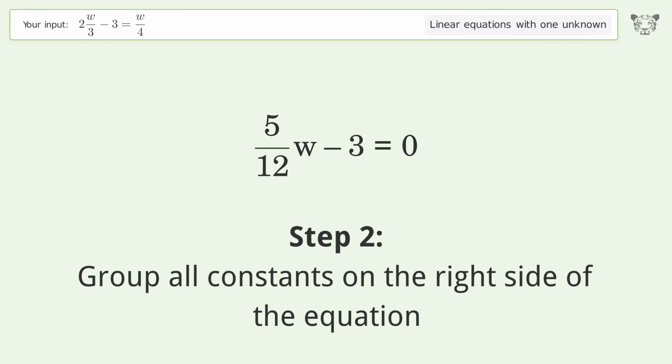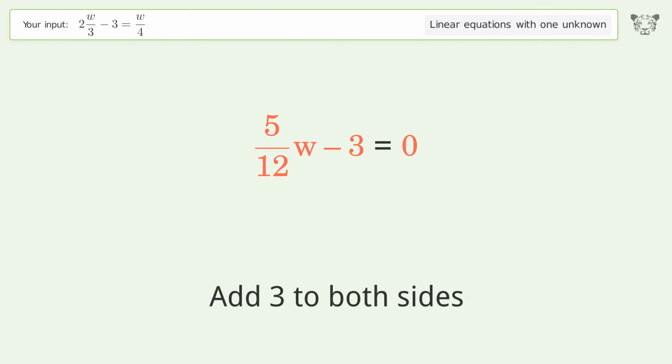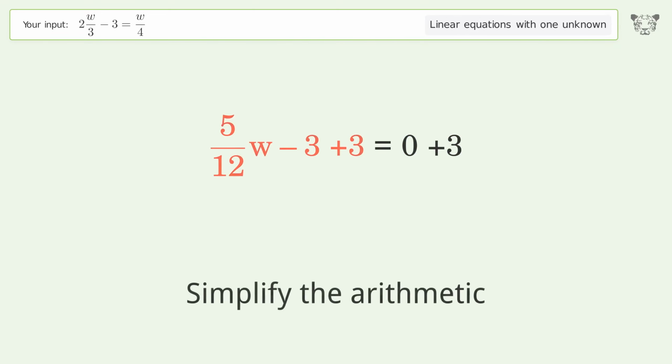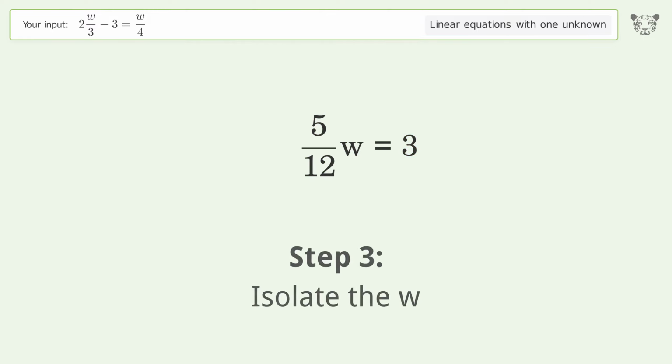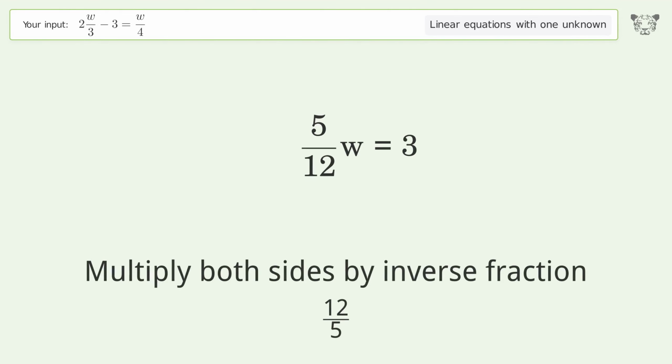Group all constants on the right side of the equation. Add 3 to both sides. Simplify the arithmetic. Isolate the W. Multiply both sides by inverse fraction 12/5.